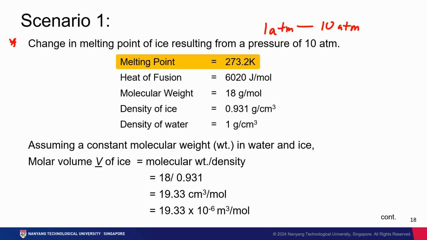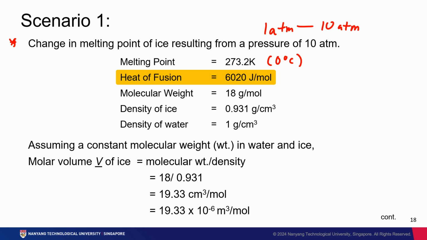The melting point of ice is about 273.2 Kelvin, which is about 0 degrees Celsius. The heat of fusion is 6,020 joules per mole. The molecular weight is 18 grams per mole. The density of ice is 0.931 grams per cm cube, and the density of water is slightly larger at 1 gram per cm cube, and that is why ice floats in water.